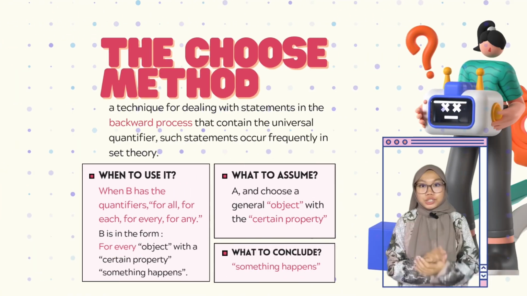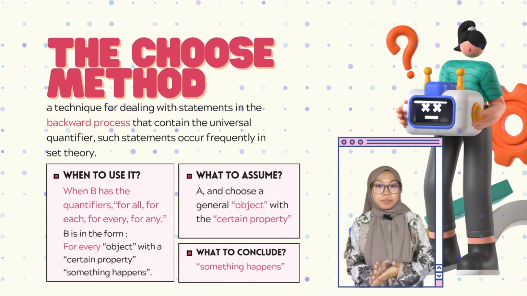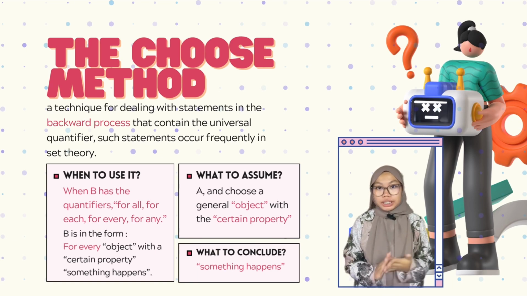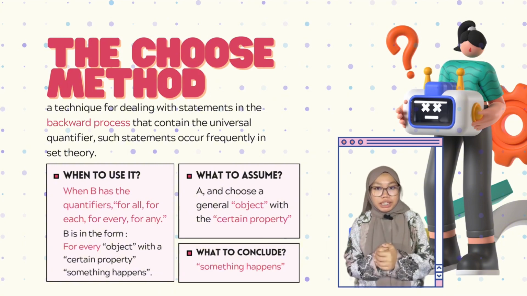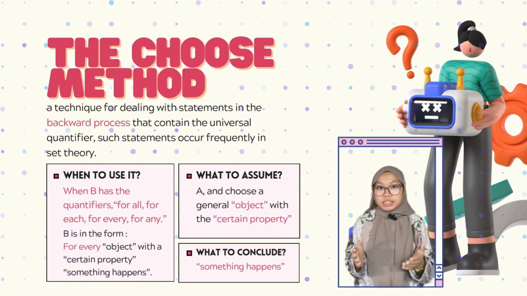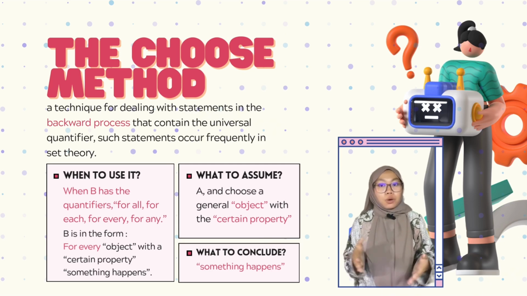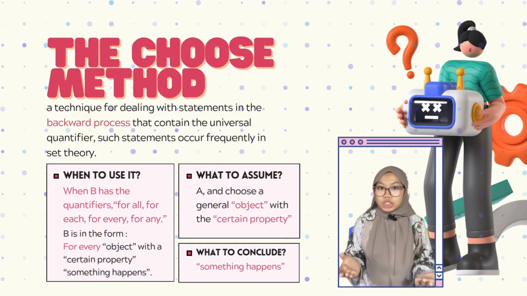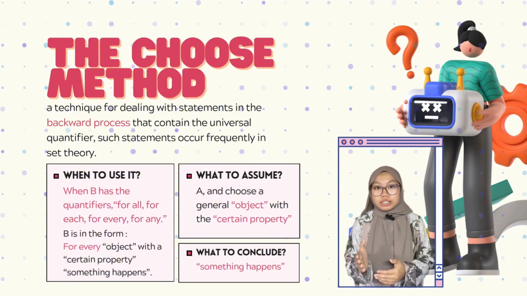Hello everyone, today I'm going to explain the choose method. This method is used in set theory, especially when dealing with statements that involve universal quantifiers. The choose method is a technique for handling statements in the backward process that contain universal quantifiers. We use the choose method when B has universal quantifiers such as for all, for each, for every, or for any. So the statement is usually in this form.